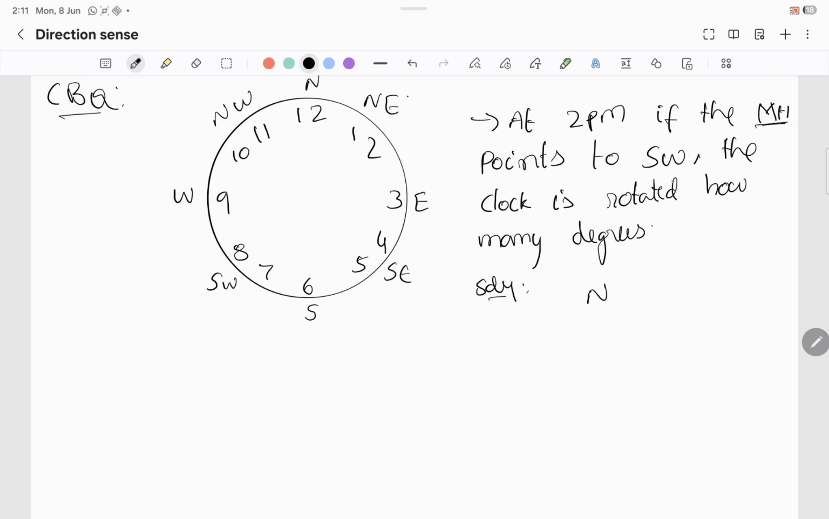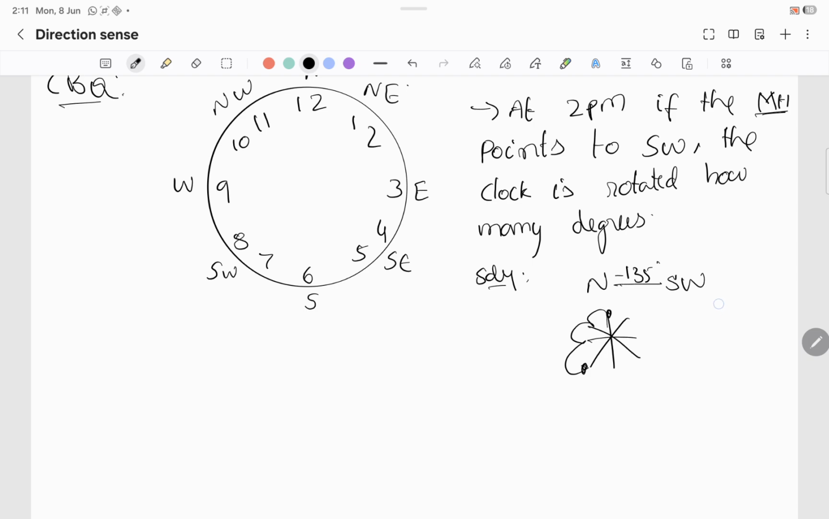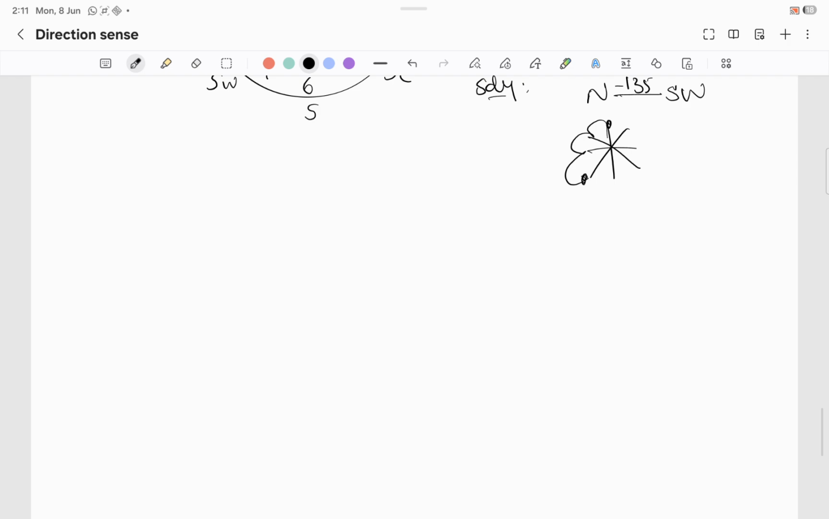Then what they are saying is that it is pointing southwest. Now draw this plus symbol. From north to southwest, 1, 2, 3. Anti-clockwise means the clock is rotated anti-clockwise 135 degrees. That's all. So based on this, how will the question be?